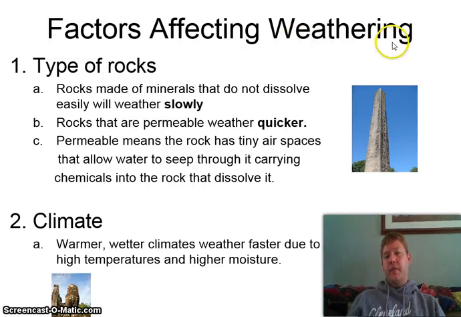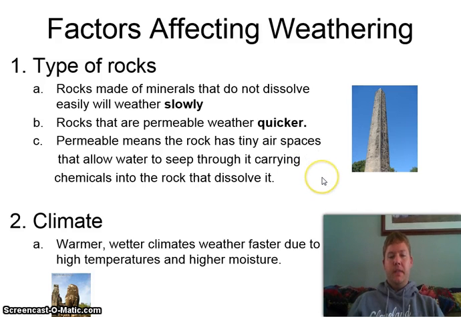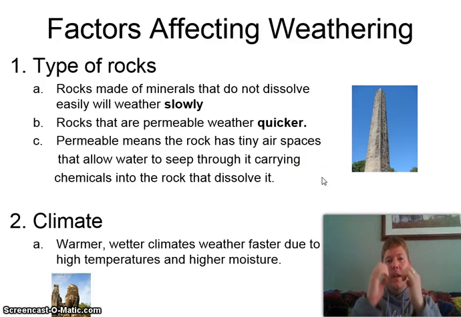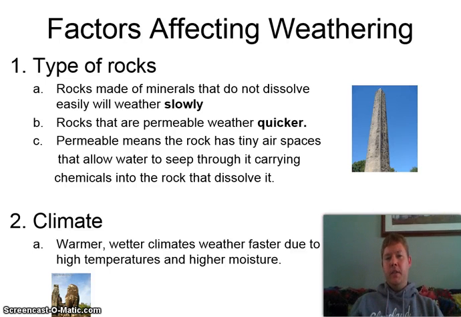Now, there are two main factors that affect weathering. Number one, the type of rock that we have and the climate that we have. Those are our two factors that will affect weathering. Now, rocks made of minerals that do not dissolve easily are going to weather very, very slowly. Now, rocks that are permeable will weather quicker. And permeable means that rocks have tiny little air spaces in between where the water can seep through it and carry those chemicals down into it and wear it away and dissolve it faster.